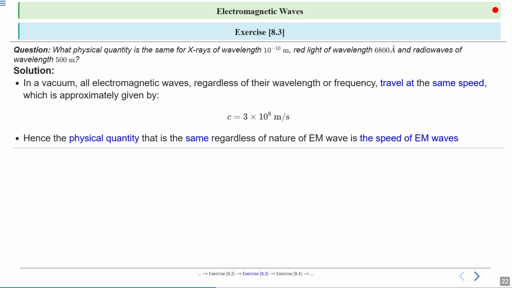So hence the physical quantity that is asked in the question, the physical quantity that is same regardless of nature of EM wave. So it doesn't depend on the nature of EM wave, whether it is gamma rays, X-rays, visible, infrared, ultraviolet, radio, or microwaves. So the physical quantity that is same regardless of nature of EM wave is the speed of EM waves. Okay.